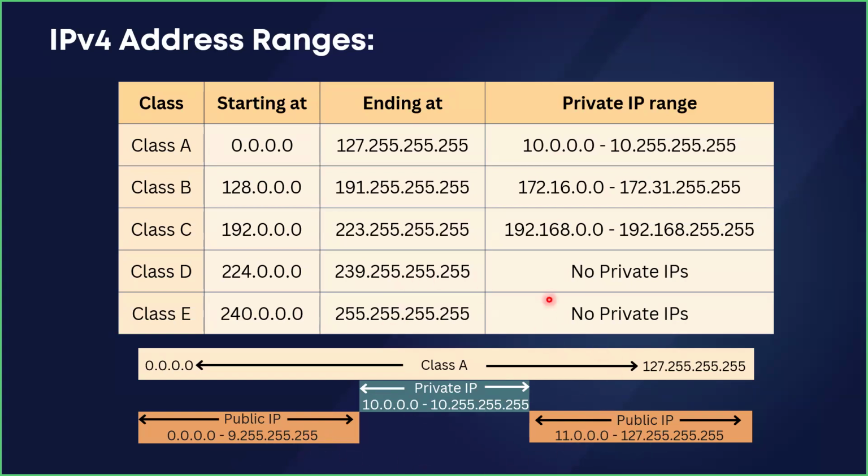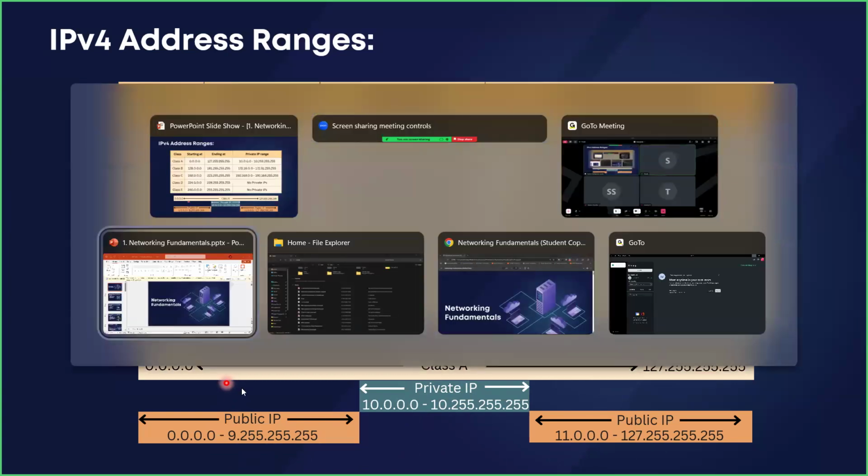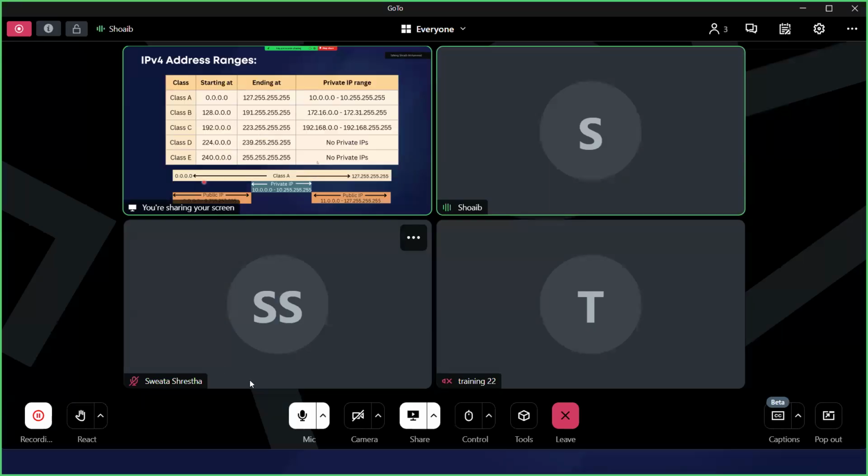So in a similar fashion, in every class, you have one set of private IPs and two subsets of public IPs. Okay. Is that clear for everyone? Any confusion or any doubts?